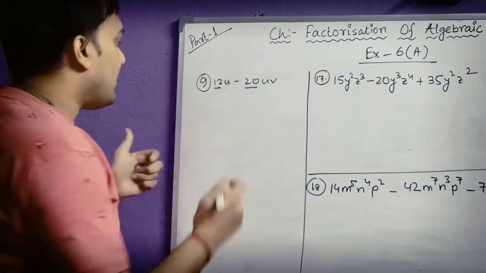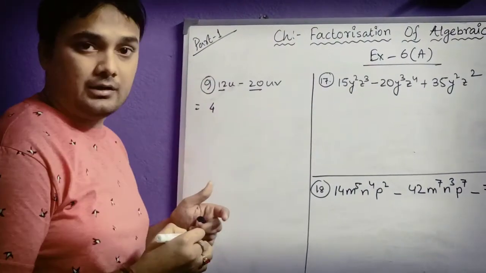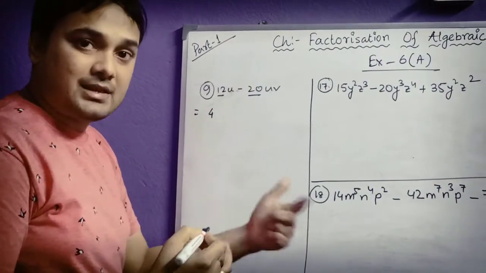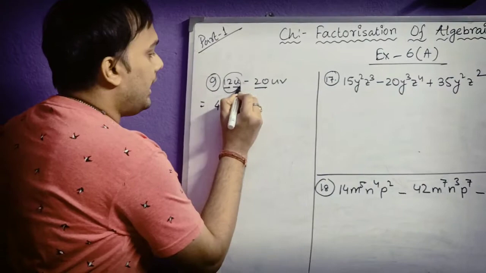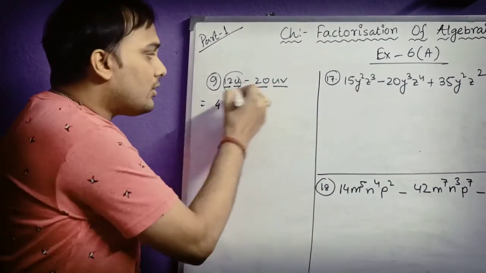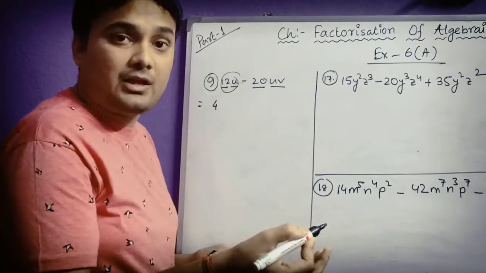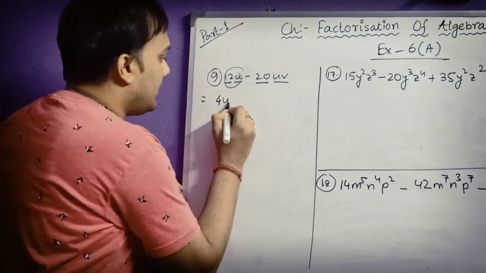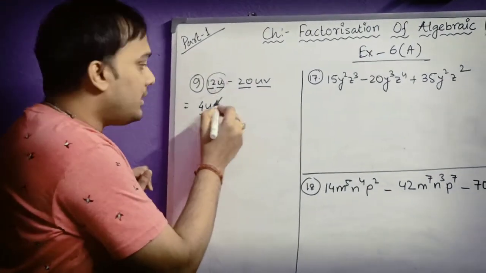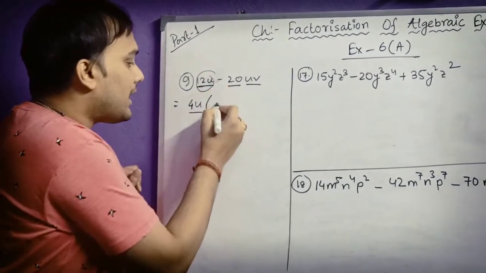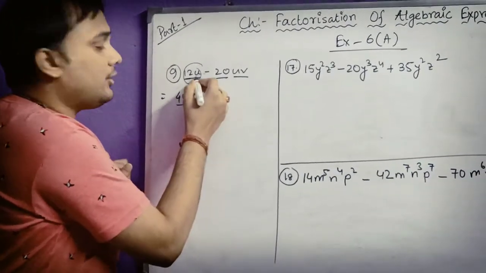So the maximum I can take common from 12 and 20 is 4. I can take 2 also, but I will be selecting the maximum one. And here in this term it has u, and here it has uv. So both the terms have u as a common variable. So I will take u also. Then I will give the first bracket. Now you just see, if I have taken 4u outside, here it is 12u. So what I will be writing here? 3. Why? Because if you do 4u into 3, you will get 12u.